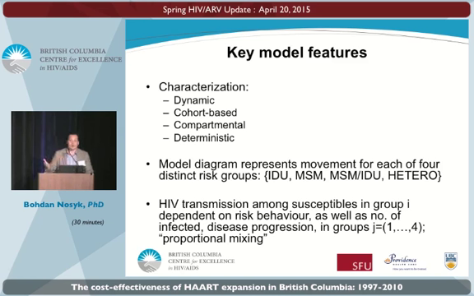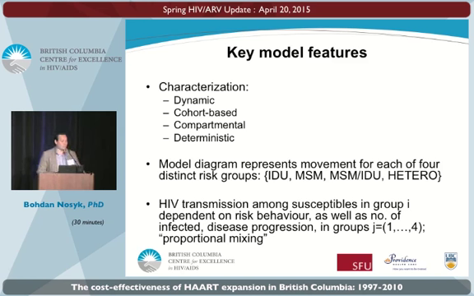So, some overall key features: this was a dynamic model, meaning that it was based on the population, and the outcomes changed based on the number of HIV positives, which influenced the rate of HIV transmission. It was cohort-based. It was compartmental. You see people move between these compartments, and it was deterministic.